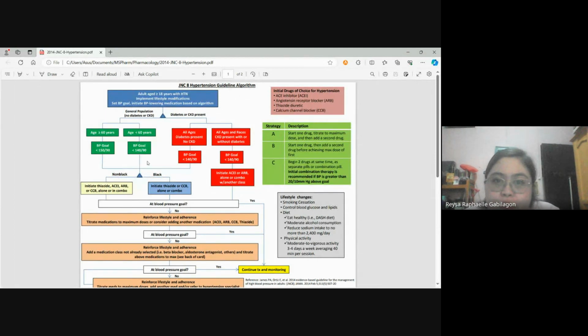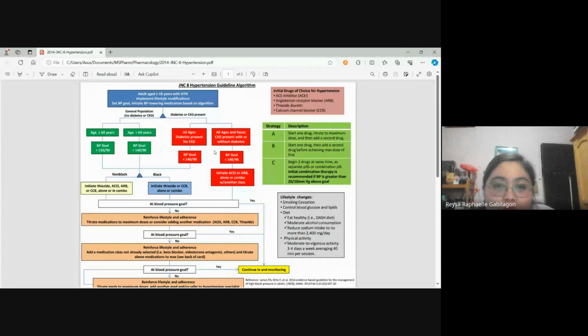We have our goals here. For patients with concomitant diseases like diabetes and CKD, this is true for all ages and races. The BP goal is the same lang. It's less than 140/90. Okay? So again, kung may concomitant na disease, the same lang yung goal natin for the blood pressure, whether they have CKD or they have diabetes or not, or if ano yung race nila. Okay? So diretso na siya agad.